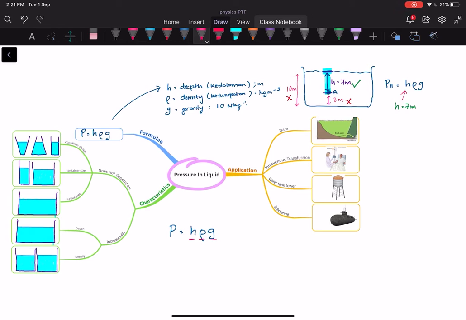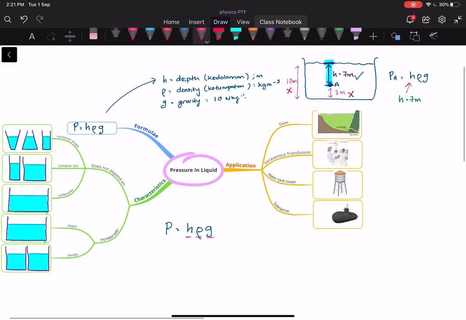So you only have 3 different factors that affect the pressure in the liquid, which is the depth, density, and the gravity. However, we know that the gravity value is always going to be constant, yeah? So we can ignore the G value here. So the only factors that affect your pressure, in our case here, are going to be the depth and also the density. Jadi 2 saja ya faktor di mana kedalaman dan ketumpatan. Anything else would not affect the pressure in a liquid.